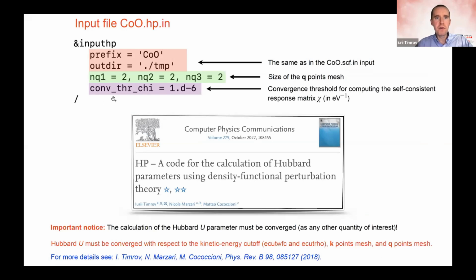And finally, the convergence threshold for the chi response matrix. It has some default value. I think it's 10 to the power minus 5, the default. Here we are using a slightly tighter convergence parameter. From our experience, we typically use 10 to the power minus 8 if it converges. If not, we increase it a little bit to 10 to the power minus 7. Here we use an even larger one just to make it faster. So the smaller the convergence threshold chi, the longer it takes.